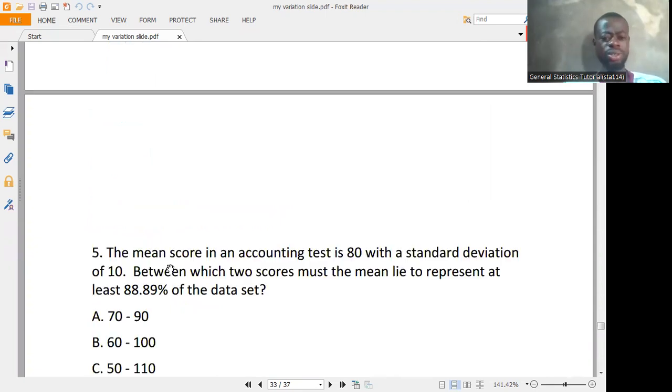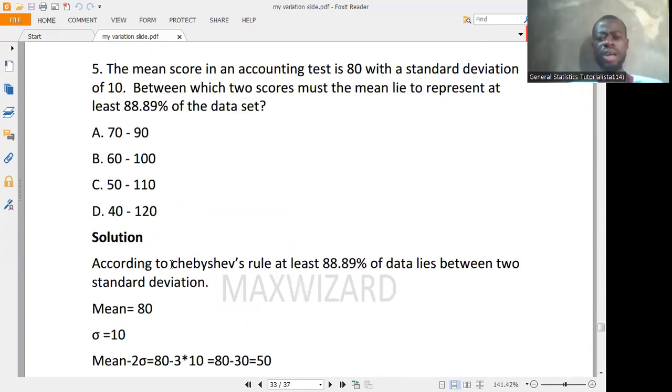Now look at another question here. The mean score in an accounting test is 80 with a standard deviation of 10. Between which scores must the mean lie to represent at least 88.89%? That means here you are given a percentage, and all you are asked to do is to get the what? Yes, you are just to get the range.